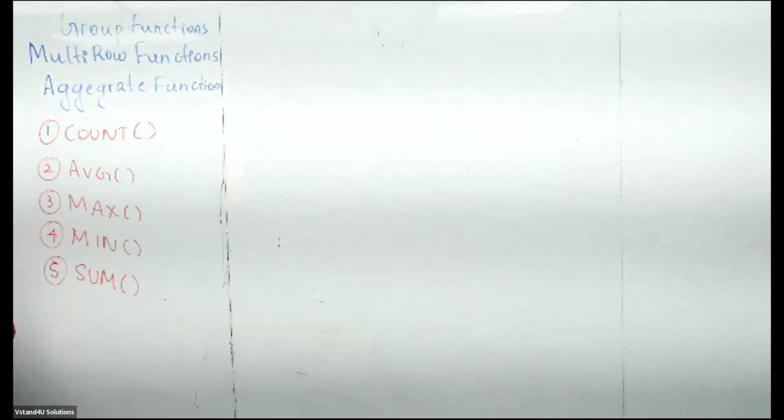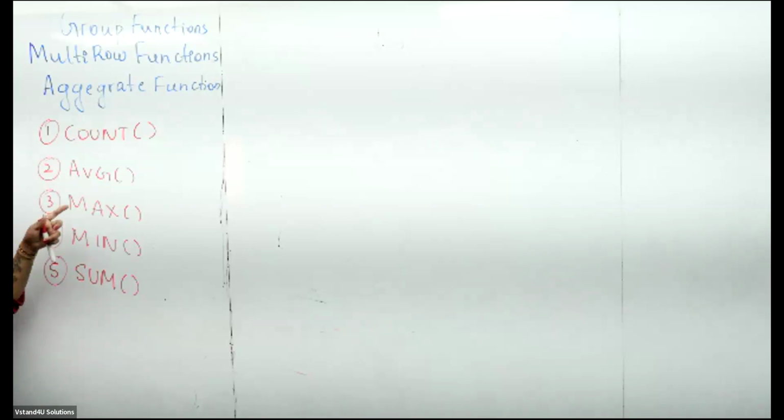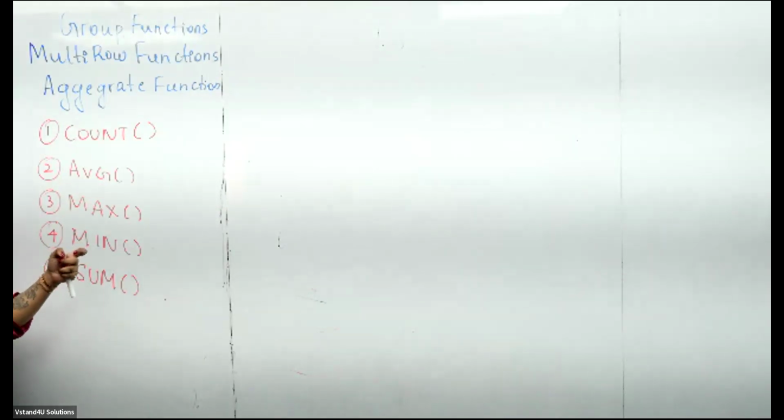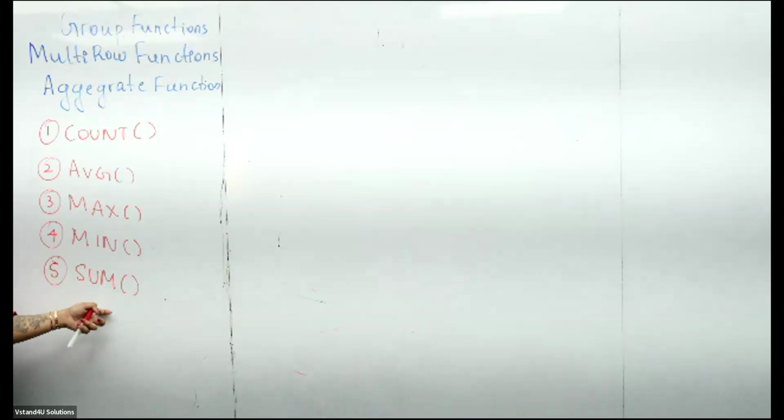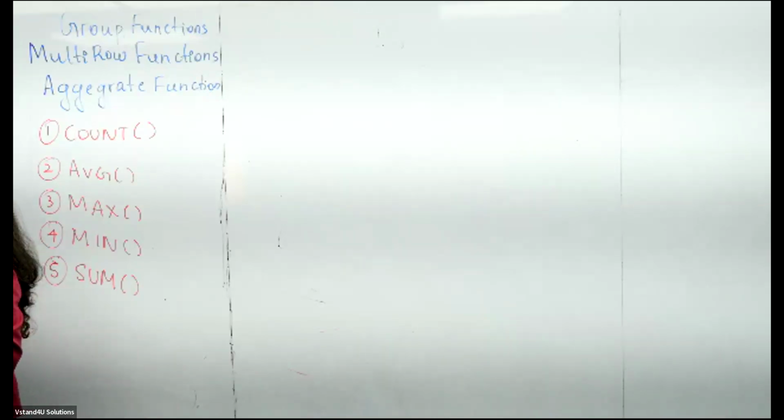Average function, it will take the sum of the total values and divide by the total number of values. Yes or no? Then only you will get the average. When will you use the maximum function? When you have to get the highest value, then you will use the maximum function. For the minimum value, you will use the minimum function. When will you use the sum function? When you want to add two columns. Yes, then you will use the sum function. Clear? Take down the first query.